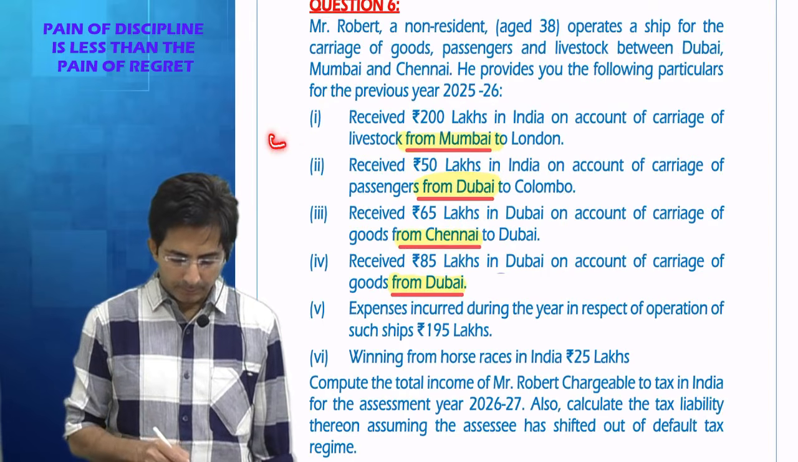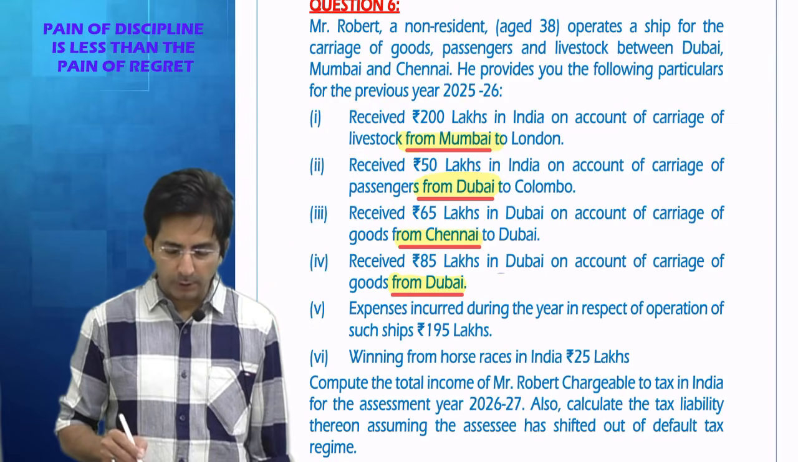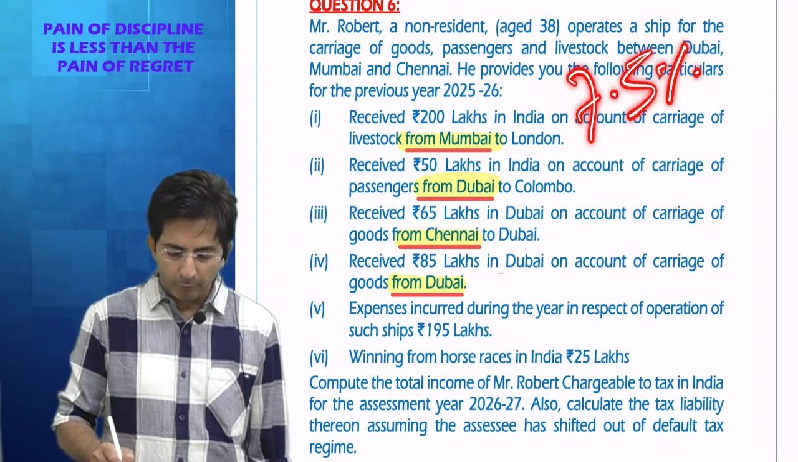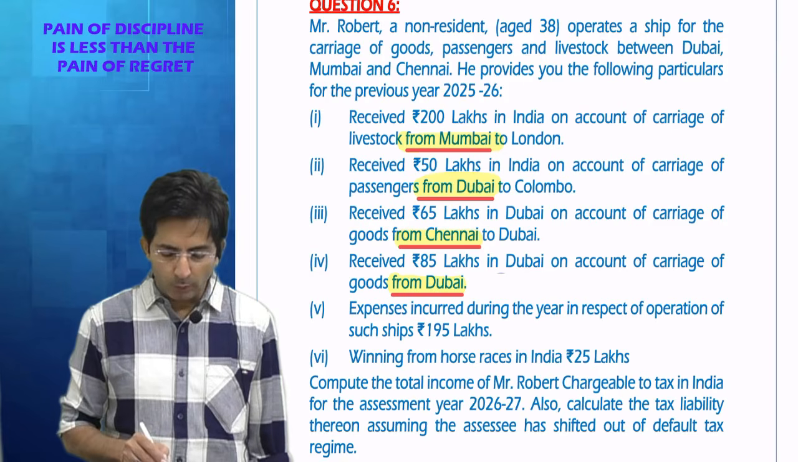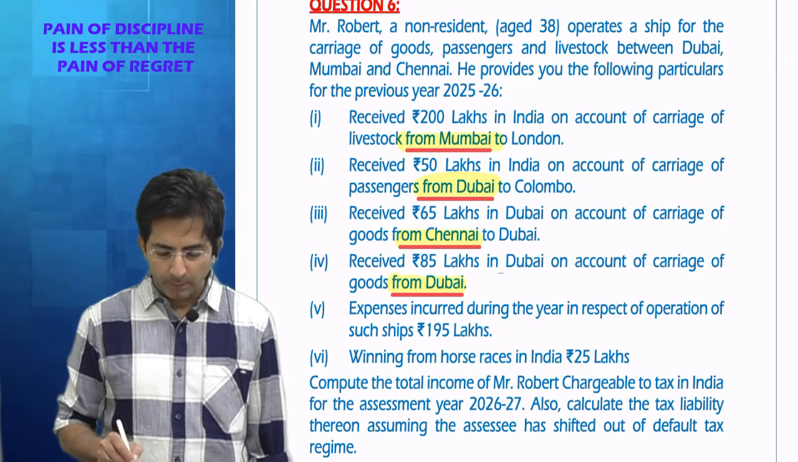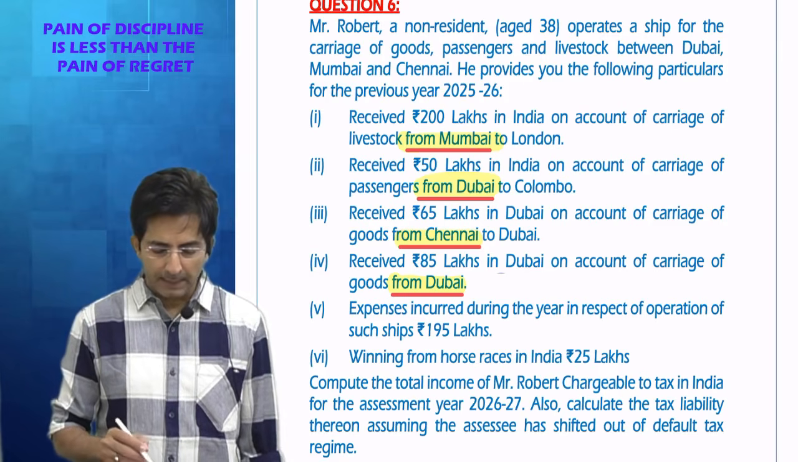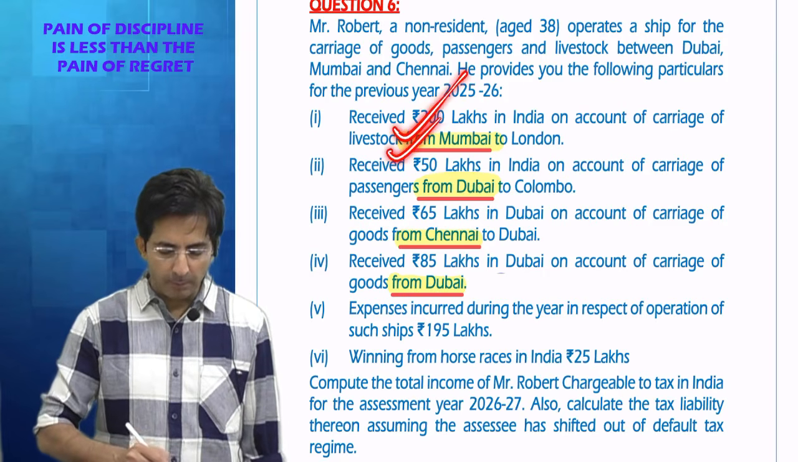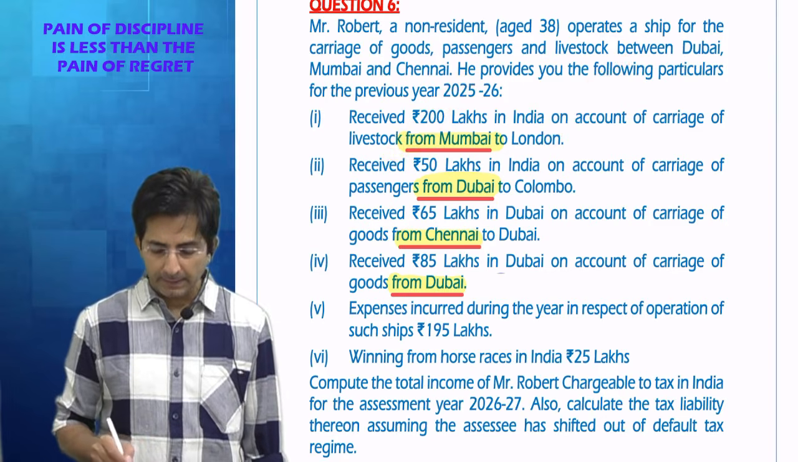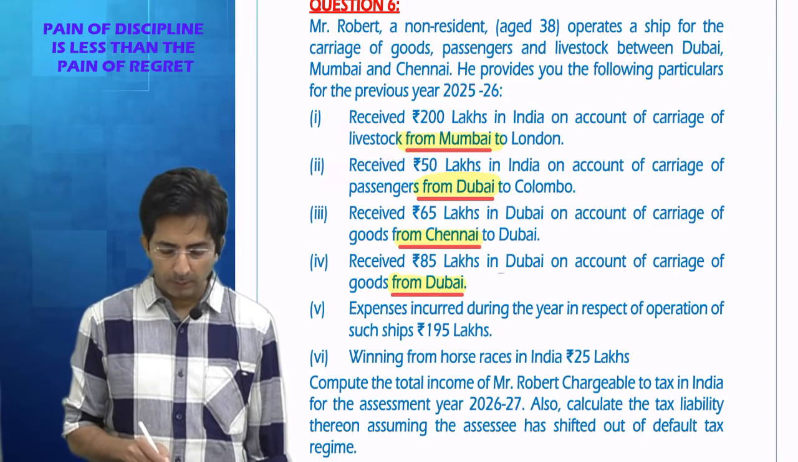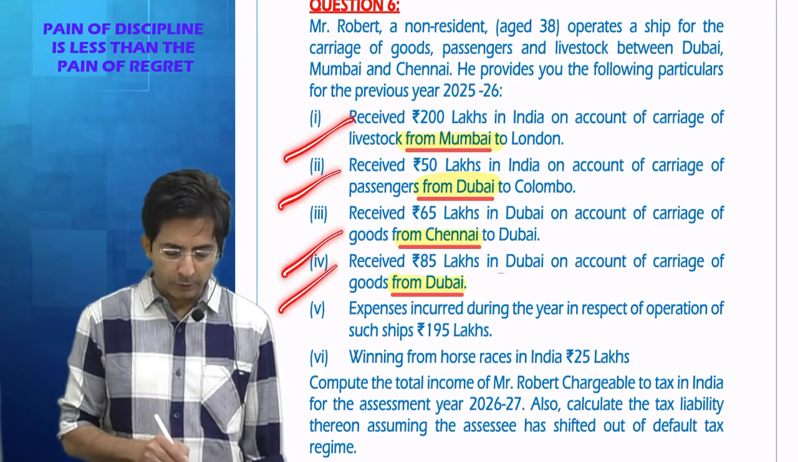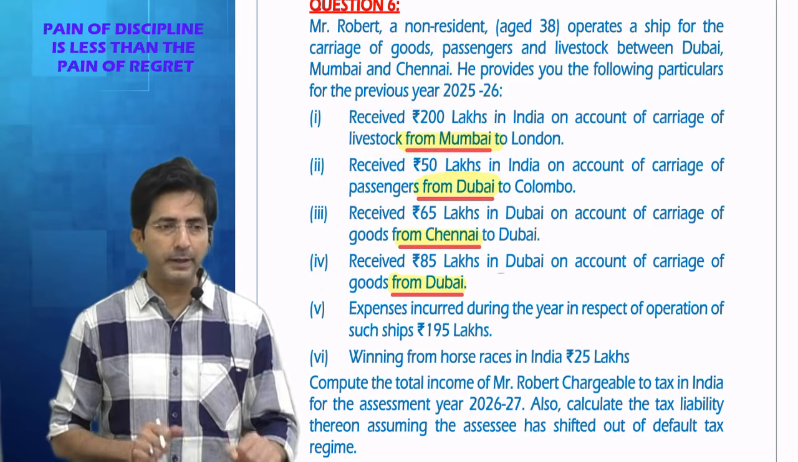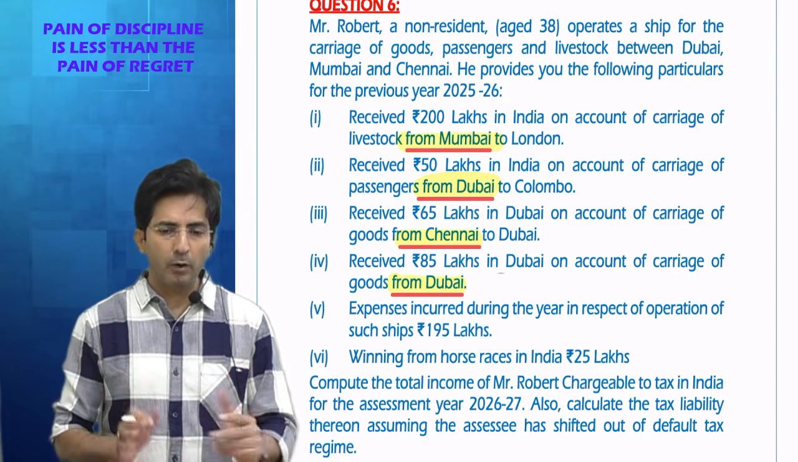See, they have given these points for calculation of PGBP according to 7.5% rate. First point: received 200 lakhs in India on account of carriage of livestock from Mumbai to London. Means the ship has started from Mumbai and gone to London carrying livestock, and the collection for that is 200 lakhs. In every point, you have to check: either it should be accrued in India or received in India or both in India.